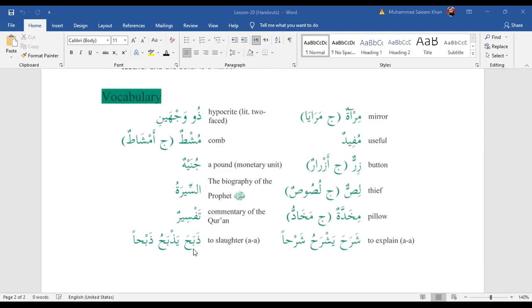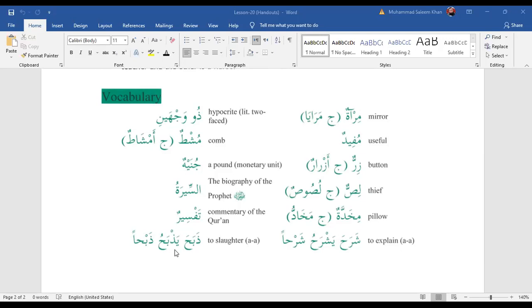If we take this dhabaha yadbahu dhabhan into the second form of the verb, which is taf'il, it becomes dhabbaha yudhabbihu tadhbihan. Yes, so ذبح يذبح تذبيحا. That means to massacre. So one of the features of the taf'il is that it shows intensity. It's not just a normal slaughter, it's like you are chopping someone into pieces.